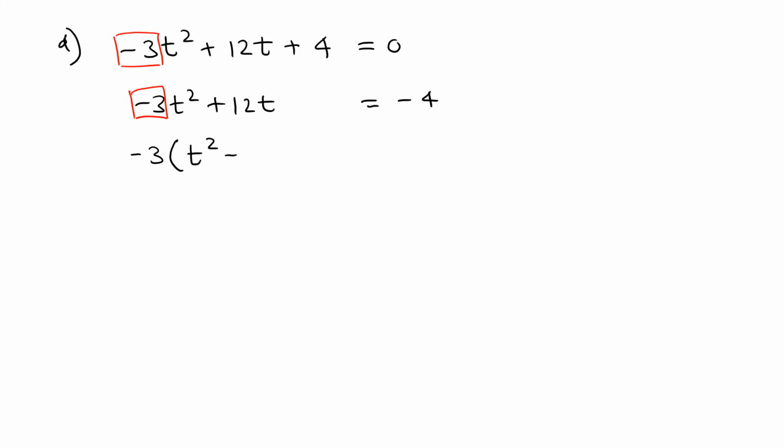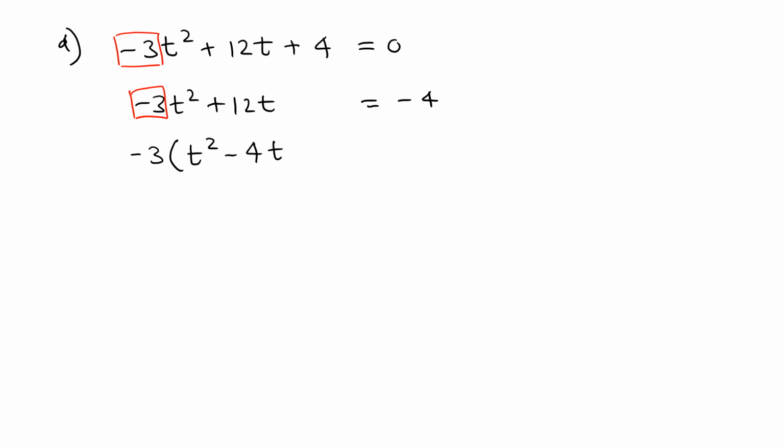That means you're going to get negative 4t, so it is 12 over negative 3. And you can see that when you multiply negative 3 and negative 4, you get 12. So that's perfect, right? And then again we need to find what is the special term.